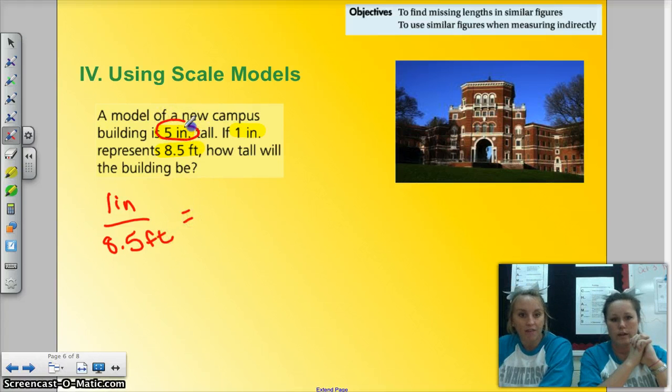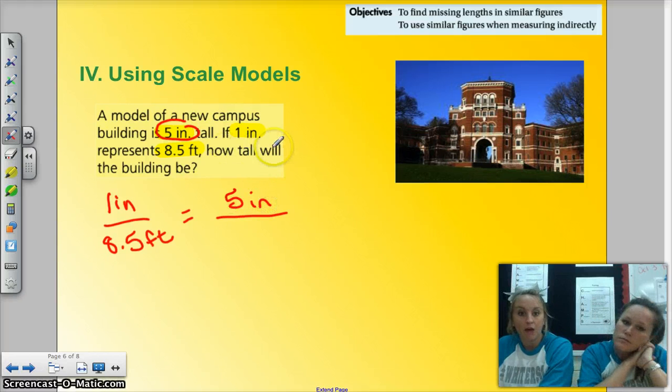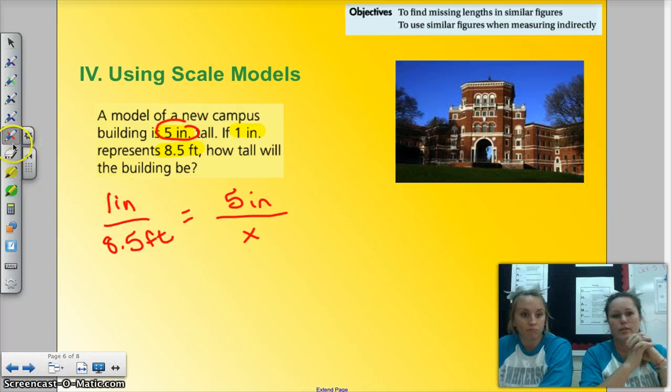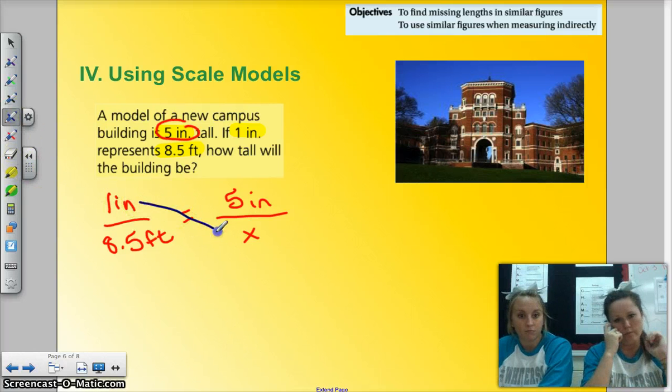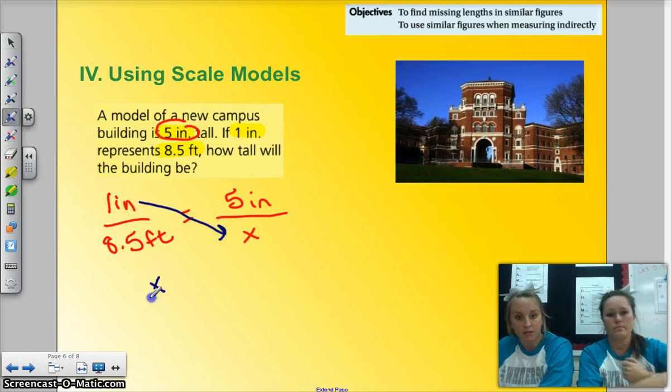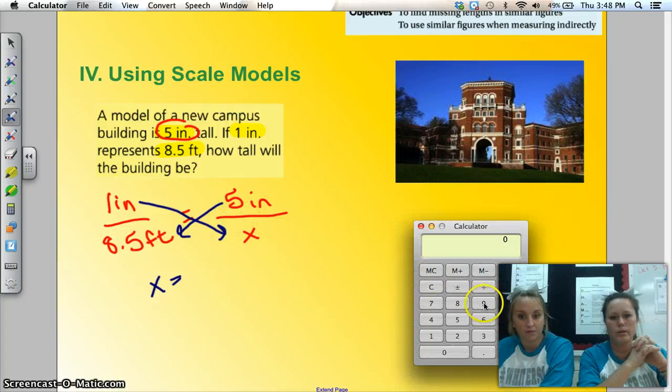I have 5 inches, so would that go on top or bottom? Top, because that's where inches is. How tall will the building actually be? That's our actual, x amount of feet. And now we solve. 1 inch times x is x. 8.5 times 5.